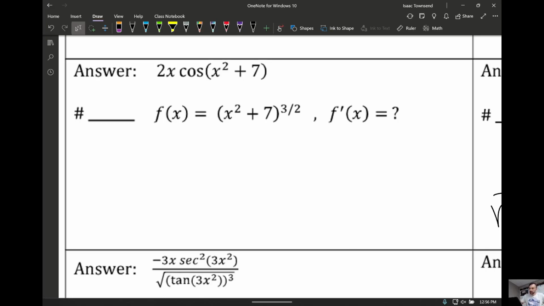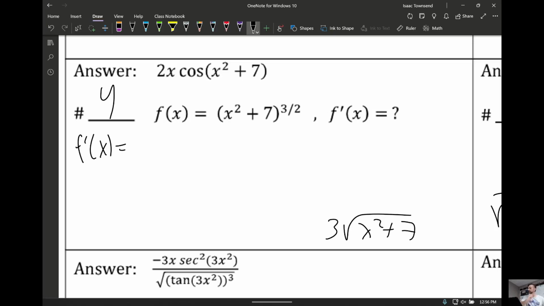Number 4, I ended up with 3 square root of x squared plus 7. Everybody okay with that one? Where did you get that? Okay, well tell me what you think the first step is.